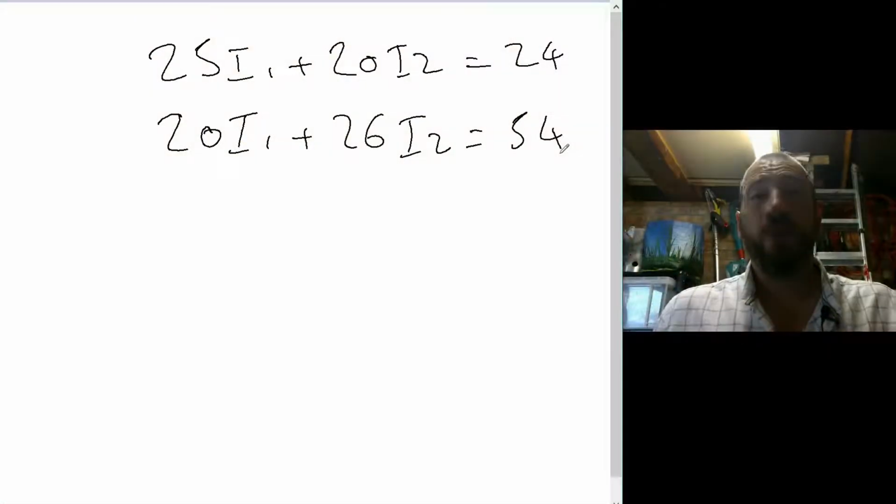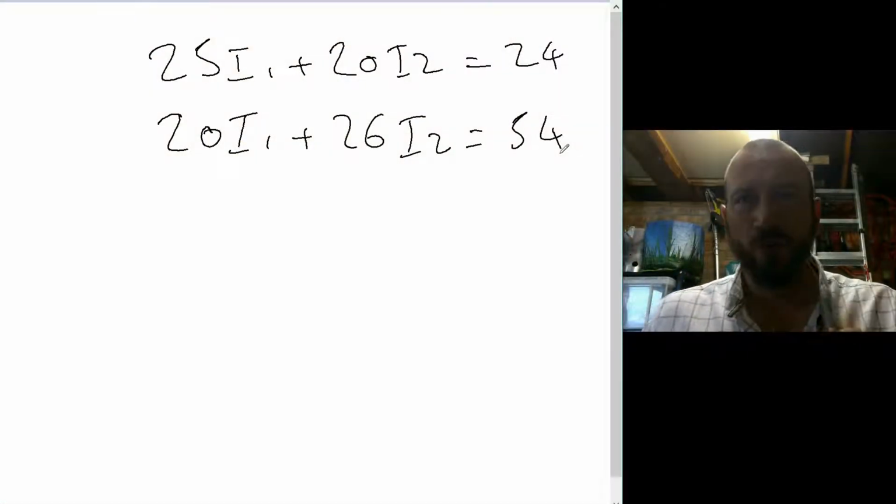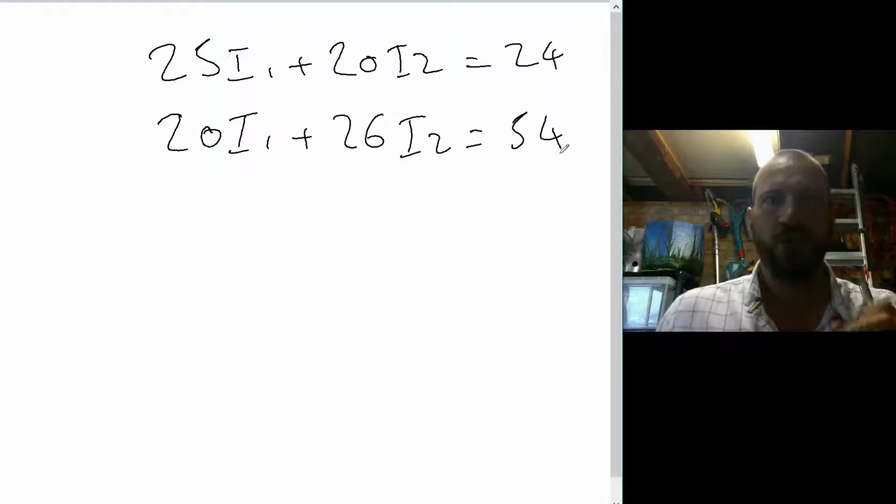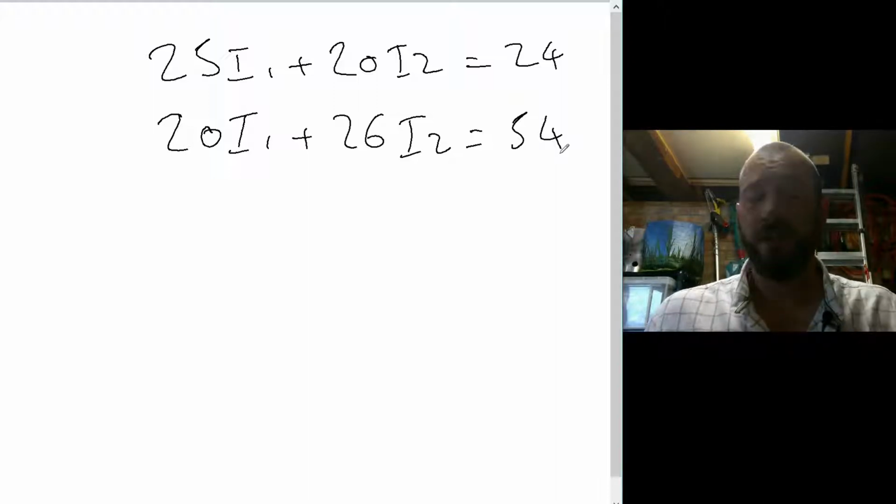We've had a look at matrices, we've seen what they do. Now let's have a look at a system of equations that we can solve with matrices. Here we've got two equations. Normally the basic way people do this is to solve using simultaneous equations, and you can do that.